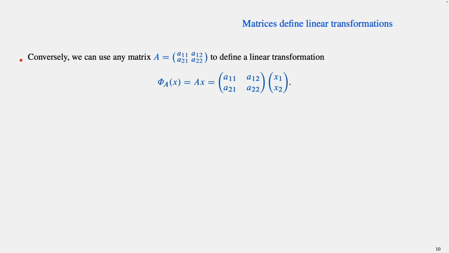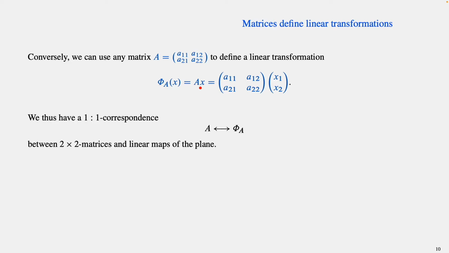And conversely, if we are given any matrix A with entries A11, A12, A21, A22, then we can use this to define a linear transformation simply by defining phi index A applied to x as the product of matrix A times vector x. And for this we use the rule we just learned on the previous slide. So we have a one-to-one correspondence between matrices and linear maps. Every linear map defines a matrix, and every matrix defines a linear map.